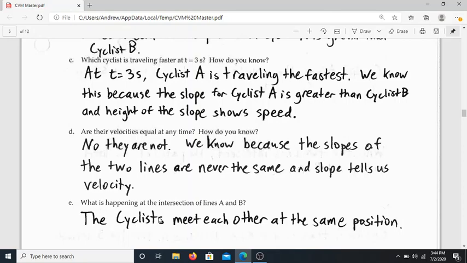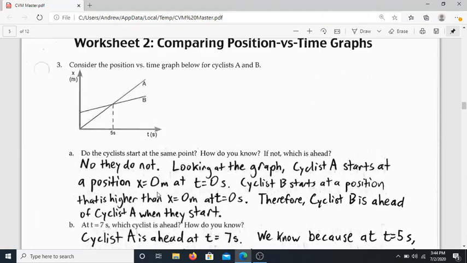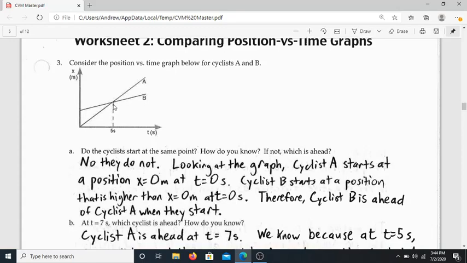What's happening at the intersection of lines A and B? Hopefully when you saw those two graphs and thought about it for a second, it told you that at that point in time, not only are A and B at the same time, moving for the same amount of time, they're also at the same position. So at this point, A and B are passing each other. You can basically say that A is passing B.